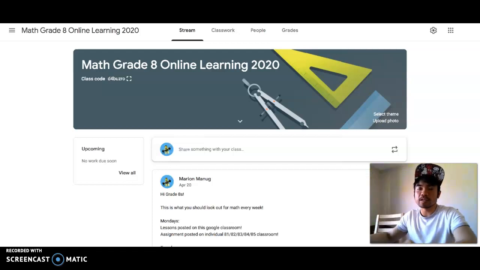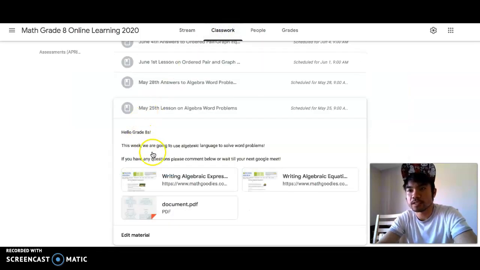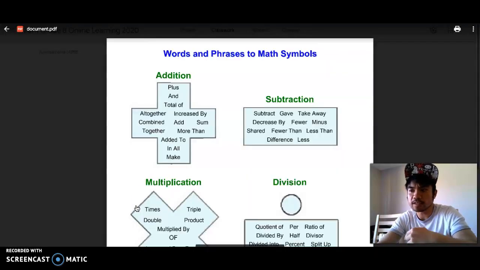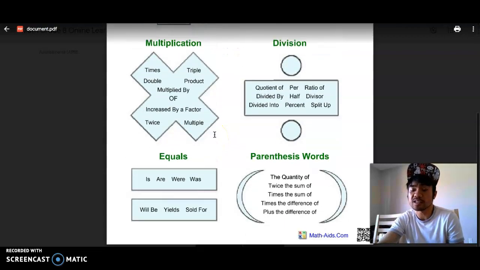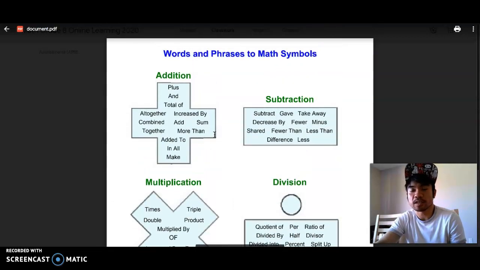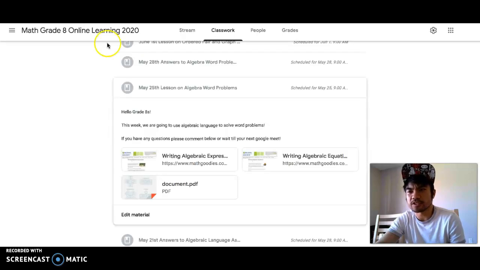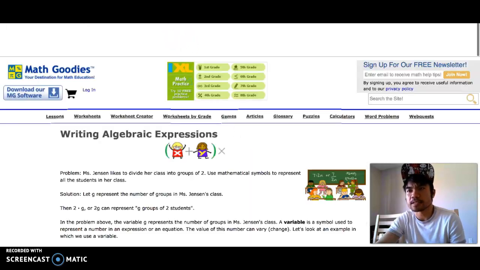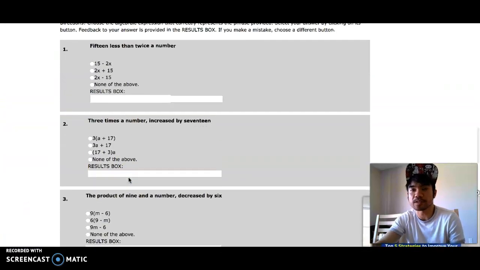So as always, this is your Google Classroom. Click on classwork. Today is May 25th. Last week I showed you this PDF, so it's always good to have it handy to help you with your word problems this week. All right, let's start. Just as a refresher, let's answer a few questions first before we start.